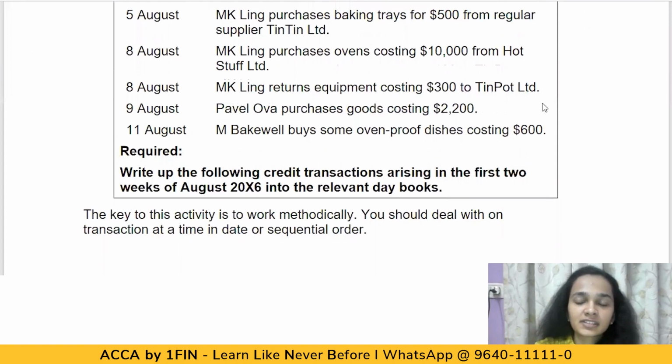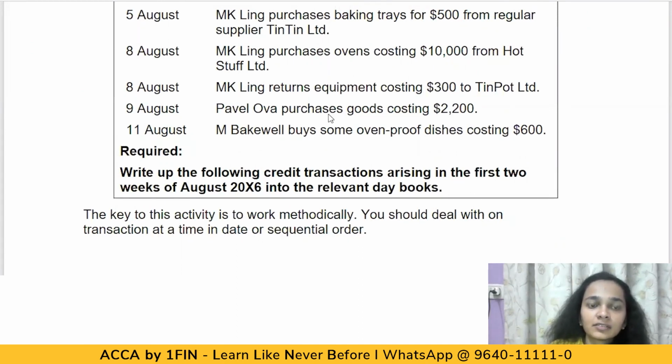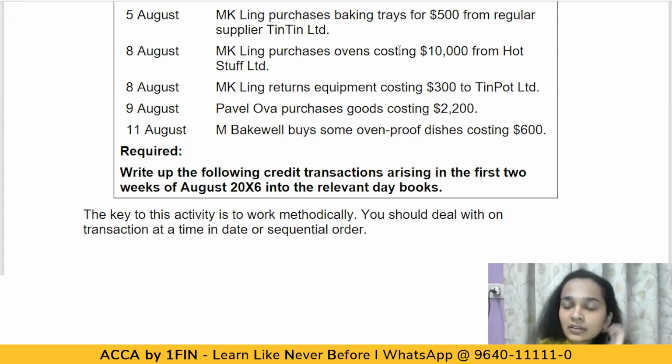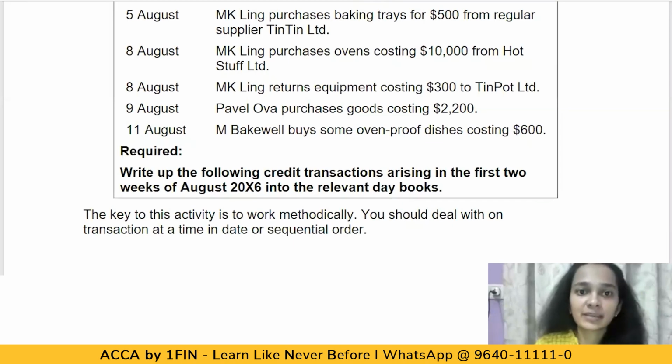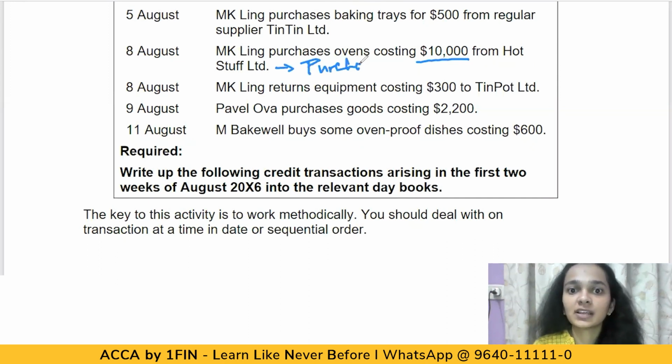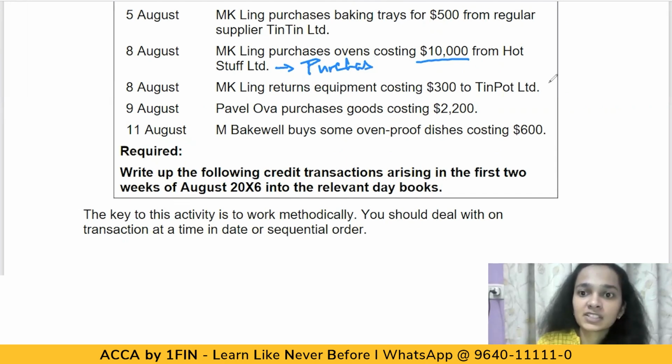Let's look at the other transactions now. So the other transaction here is, what are you able to see right now? Is it the study text or is it my Excel document? So the other transaction is MK Ling purchases oven costing 10,000. So this is again a purchase which is being made. So this has to be entered in the purchases day book.